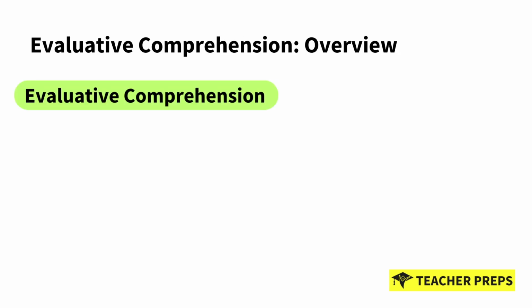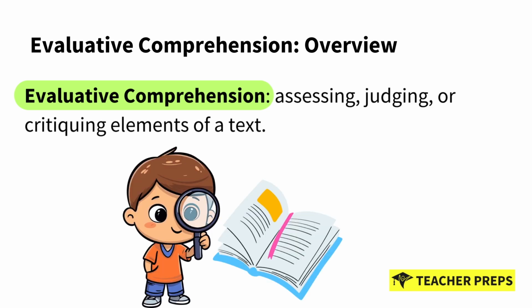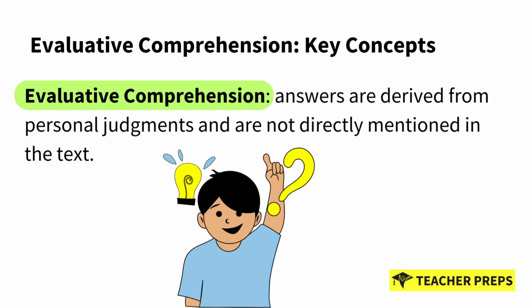Moving on to our third form of reading comprehension, and the most challenging, is evaluative comprehension, which entails assessing, judging, or critiquing elements of a text. So instead of just understanding or inferring, students will analyze and assess the content that they read. Like inferential comprehension, answers to evaluative comprehension checking questions are also in the student's head, or are derived from personal judgments and are not directly mentioned in the text.